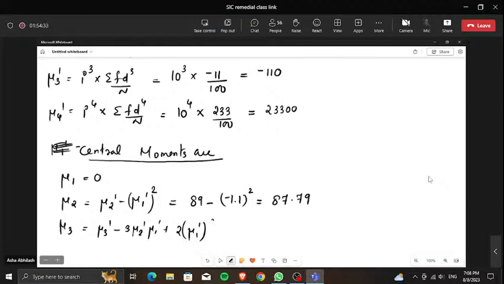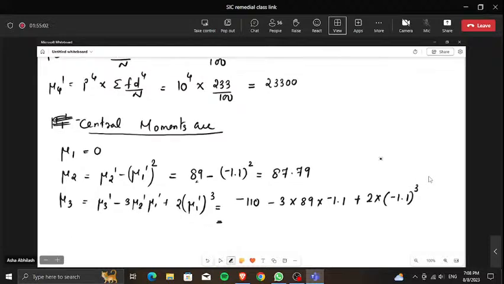Now mu3 is equal to mu3 dash minus 3 mu2 dash mu1 dash plus 2 mu1 dash all raised to 3. That means minus 110, that is your mu3 dash, minus 3 into mu2 dash, which was 89, and mu1 dash was minus 1.1, plus 2 into mu1 dash, which was minus 1.1, whole cube. Quickly calculate this value. 181.038.